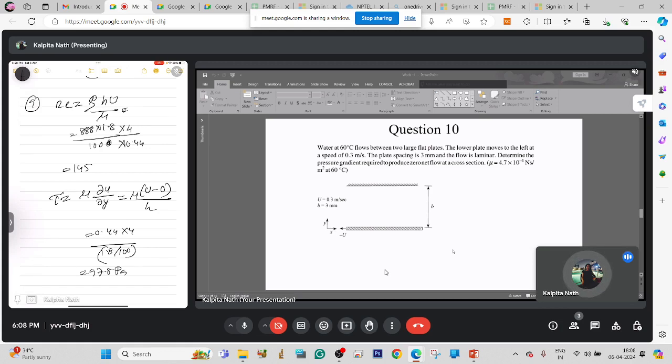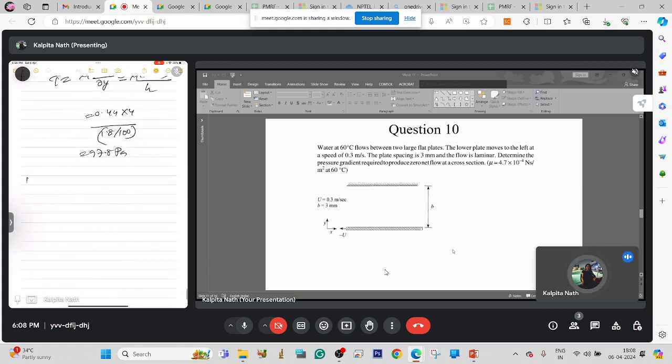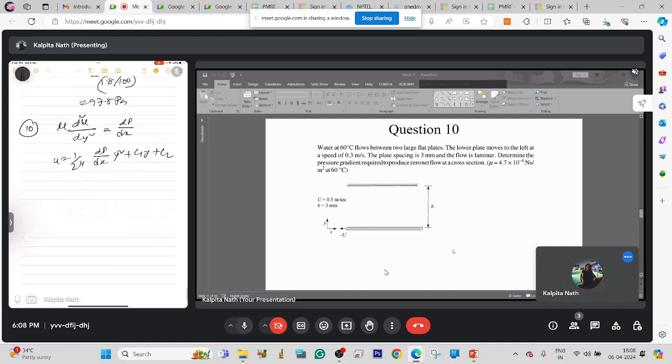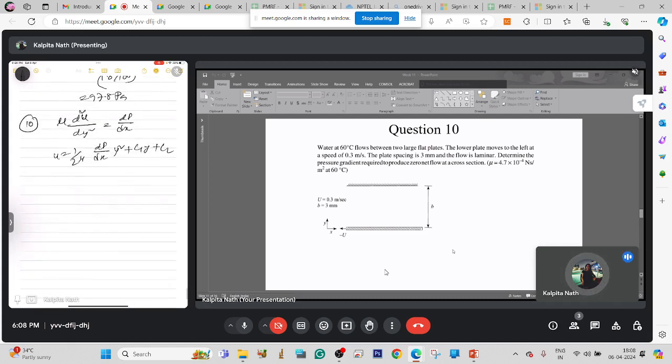So I think we should solve because time is already up. The governing equation from the momentum equation is mu d²u/dy² equal to dp/dx. So u is equal to 1/(2 mu) dp/dx y square plus c1 y plus c2. From here, at y is equal to 0, u is equal to minus U.